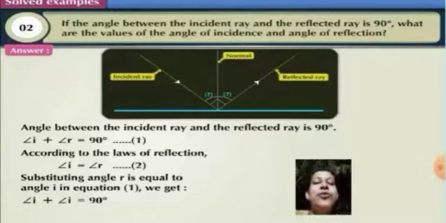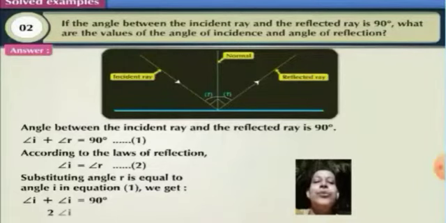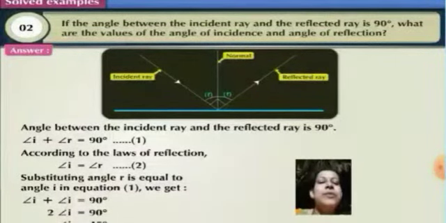Okay, so therefore in place of angle R we have written now angle I. So we are getting angle I plus angle I is equal to 90 degree. Therefore, 2I is equal to 90 degree. Therefore, what will be angle I? If 2I is 90 degree, then I will be 90 upon 2. So 90 upon 2 is nothing but 45 degree. So angle I becomes equal to 45.